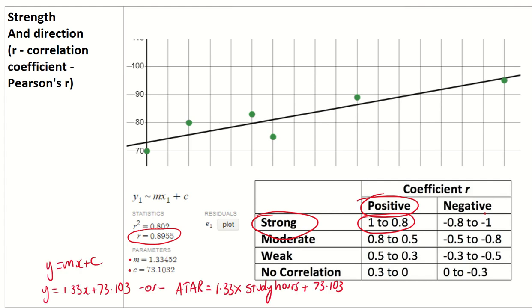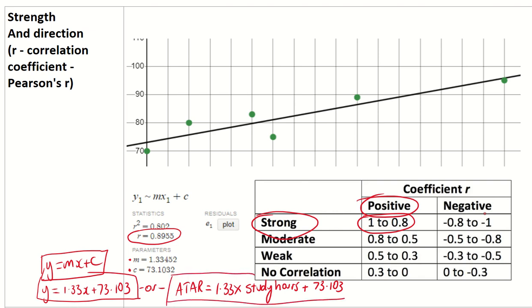So we can put those two coefficients into our y equals mx plus c formula, and we can see what the equation looks like in terms of y's and x's, or alternatively in terms of our ATAR and our study hours. It's probably a good idea for us to interpret what the gradient and intercept mean. So the intercept here of 73.1 is effectively the ATAR that you would expect someone to obtain if they did zero study.